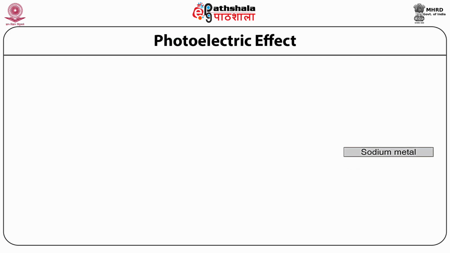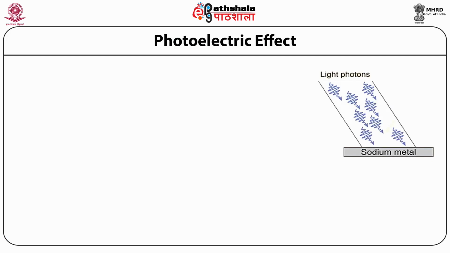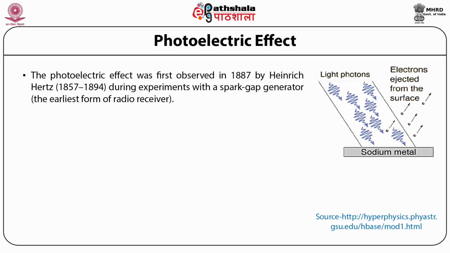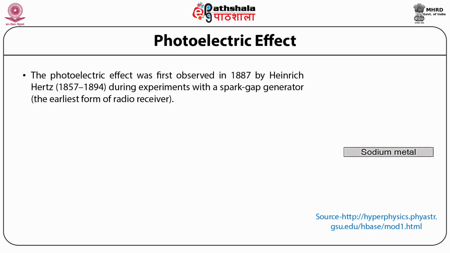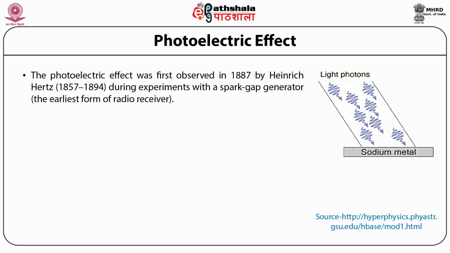The PES technique is based on the photoelectric effect. The photoelectric effect was first observed in 1887 by Heinrich Hertz during experiments with a spark gap generator, the earliest form of radio receiver. In these experiments, a spark is generated between two small metal spheres in the transmitter to induce a similar spark to jump between two different metal spheres in the receiver.